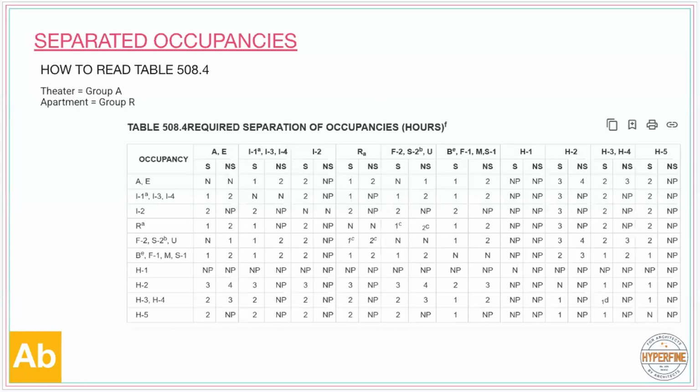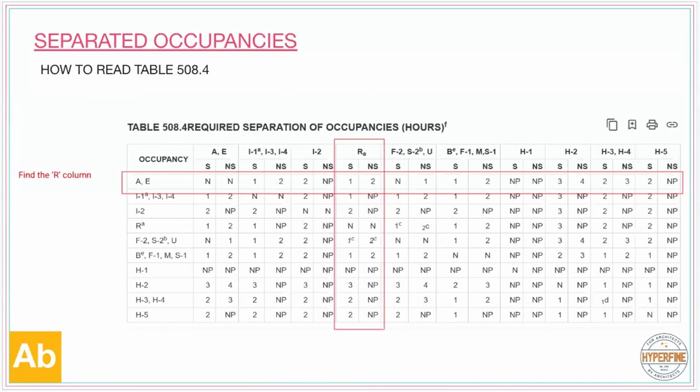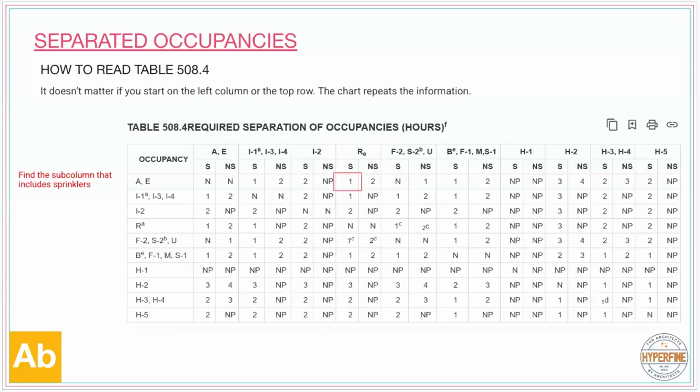All right, so theater is group A, apartment is group R. Next. It doesn't matter if you start at the left or the top. I always start at the left just because that's where I happen to look first, but it doesn't matter if you do it the opposite way. We find the A row and we read all the way across. Next, please. We find where that matches with the R. So somewhere in that intersection is going to be our required separation. And then next, we choose the one that's sprinklered.